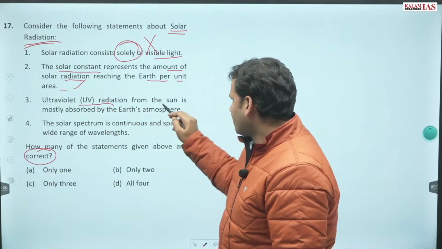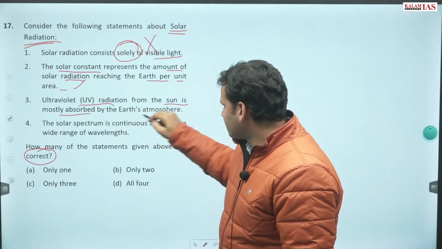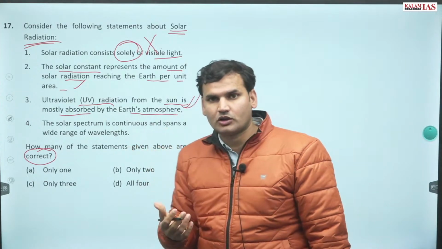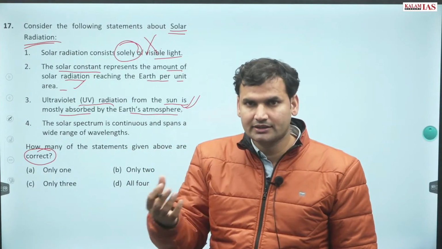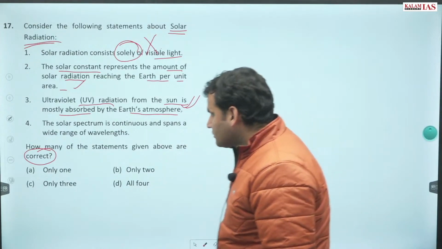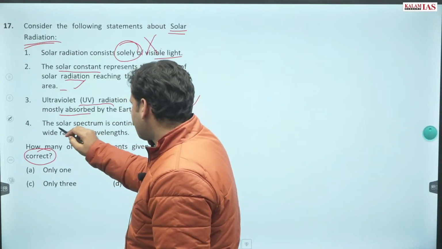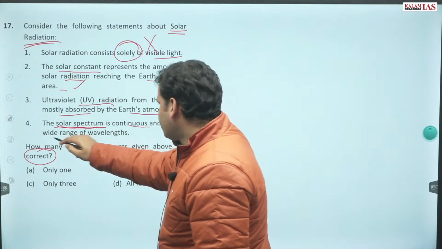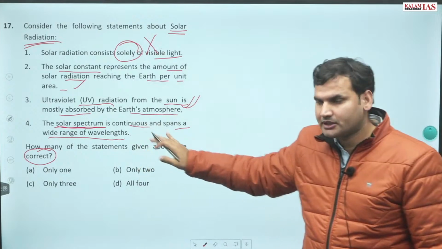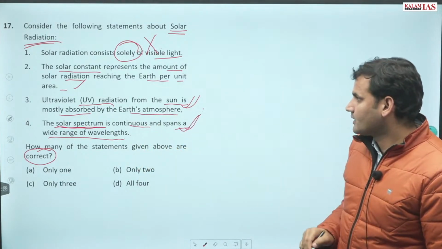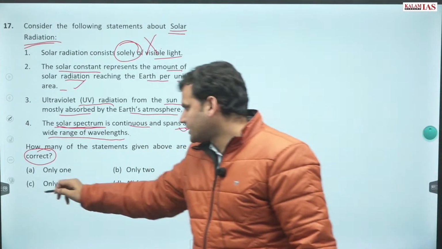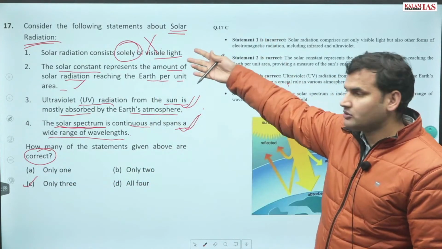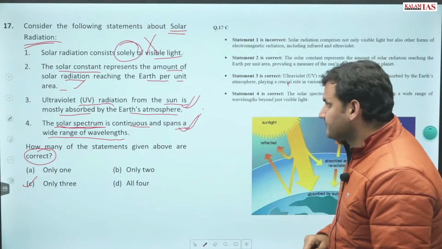UV radiation from the sun is mostly absorbed by earth atmosphere. Yes, this is also correct. For earth atmosphere में what is the part? Stratosphere, where there is ozone. Now option 4th is solar spectrum is continuous and spans a wide range of wavelengths. Yes, this statement is true. So 3 of them are correct. So that is why the correct answer becomes option C. First statement तो आराम से eliminate किया जा सकता था.